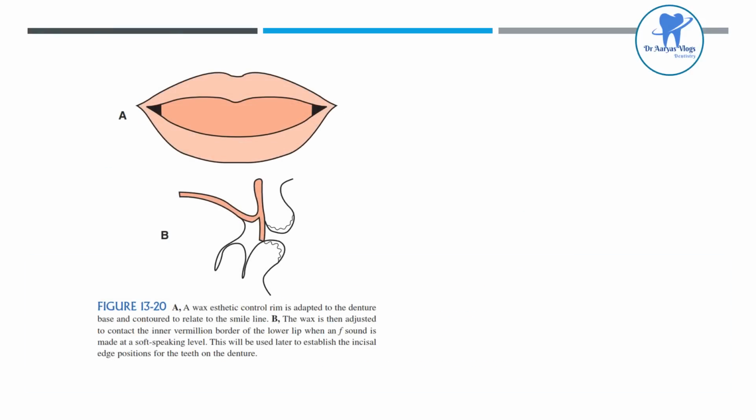What does this figure depict? Here the wax aesthetic control rim is adapted to the denture base and contoured to relate to the smile line, and the wax is then adjusted to contact the inner vermilion border of the lower lip when an F sound is made at soft speaking level. This will be used later to establish the incisal edge positions for the teeth on the denture.